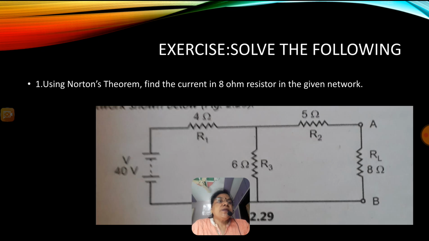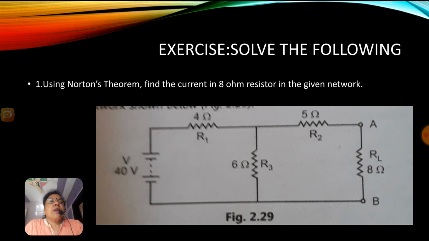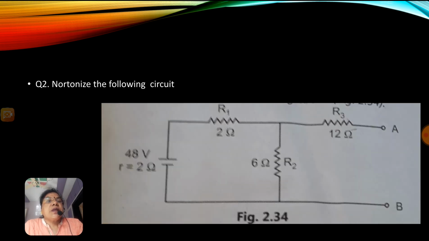Now there are some examples given to you to solve as an assignment. There are a total of 2-3 assignments I have given. You have to apply Norton theorem for each circuit and find out the current for the given RL value. Here RL is 8 ohm. You have to find it out using the same thing you have done in the previous case. This is the second question in the assignment.